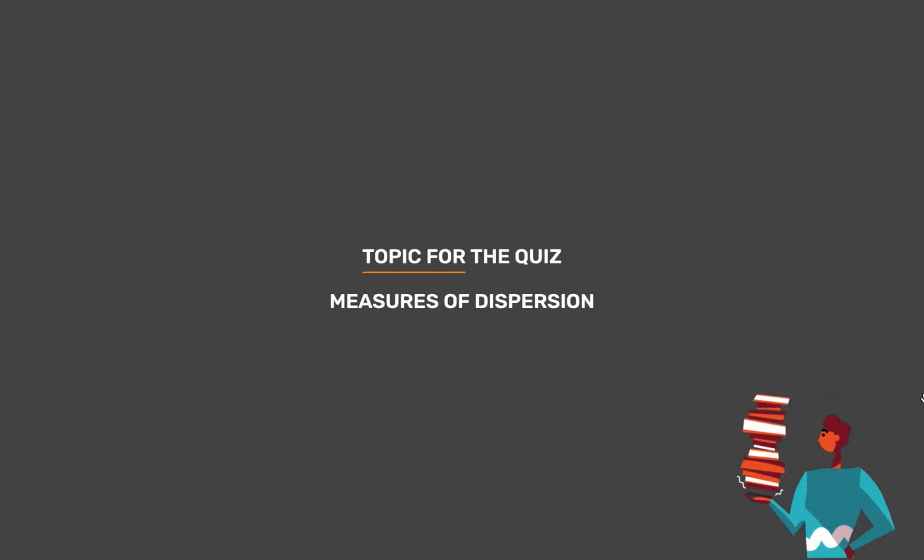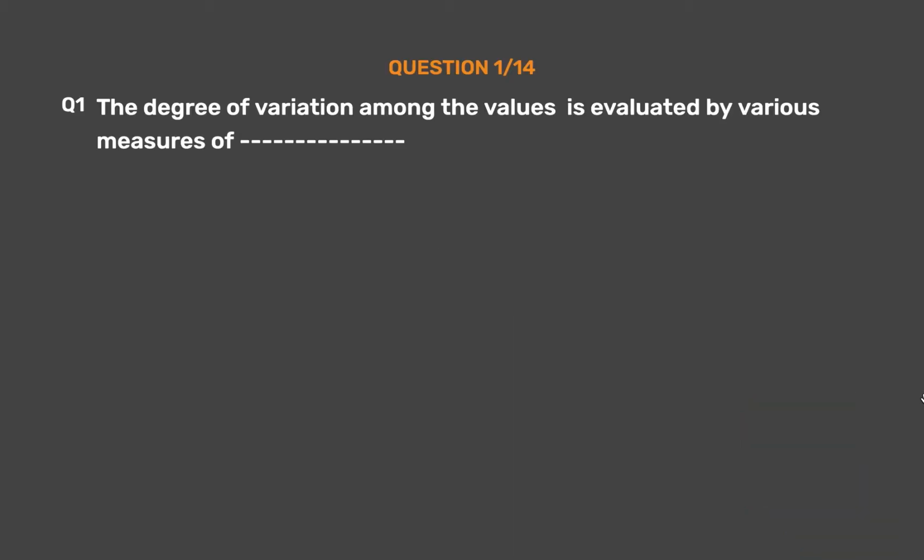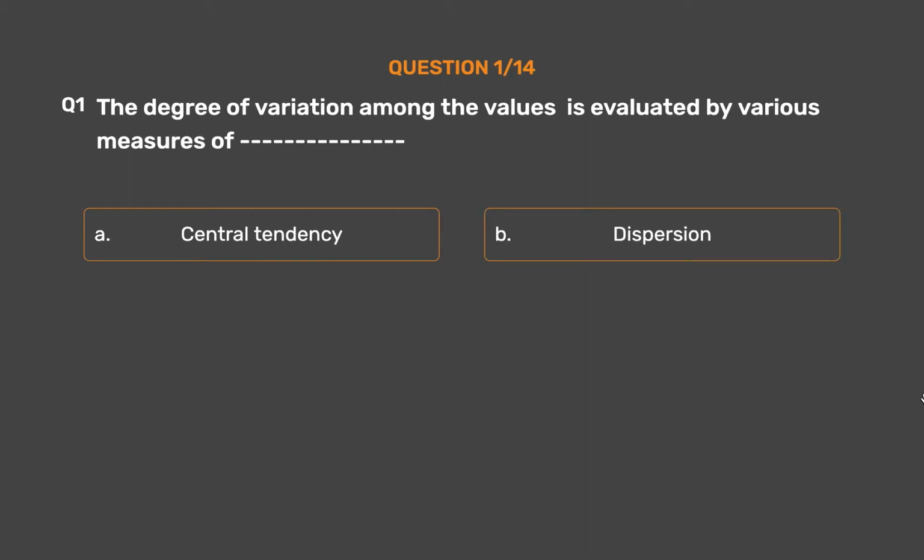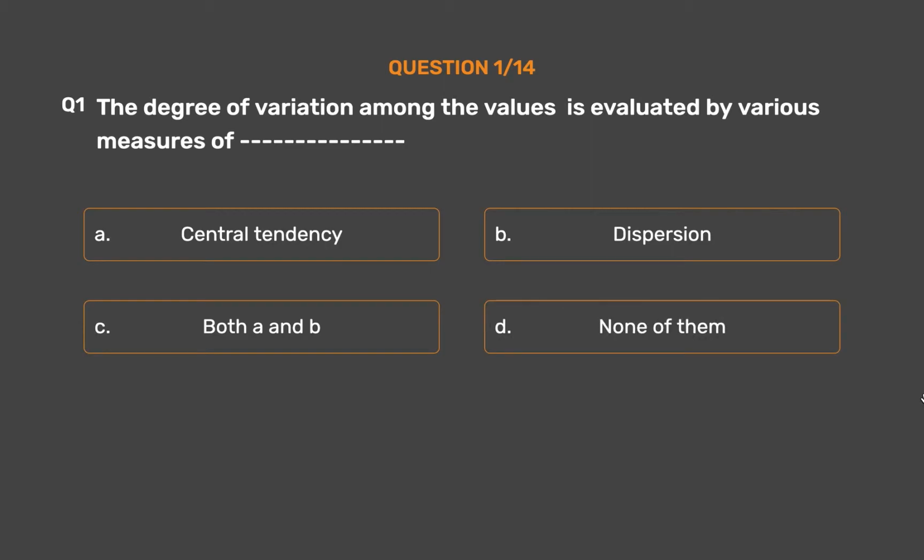Topic for today's quiz is Measures of Dispersion. Question number 1. The degree of variation among the values is evaluated by various measures of. Option A. Central tendency. Option B. Dispersion. Option C. Both A and B. Option D. None of them.